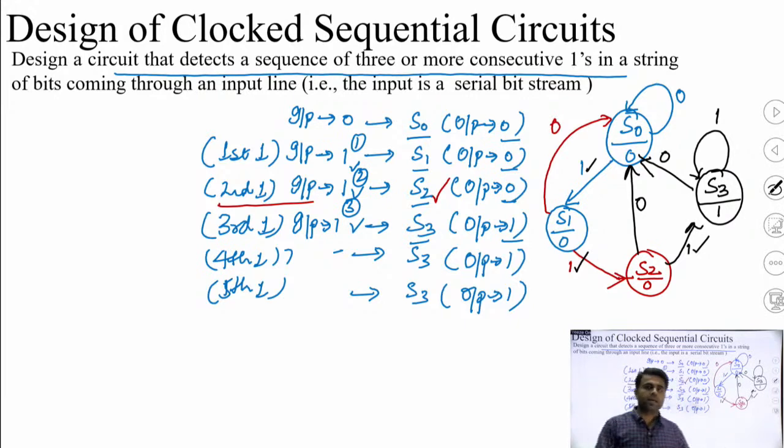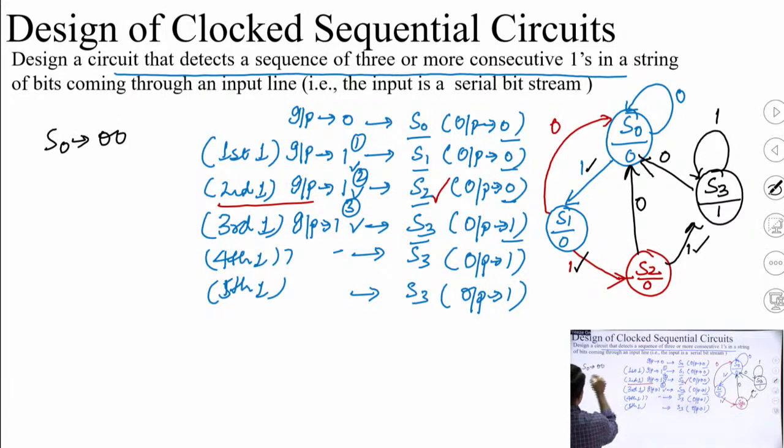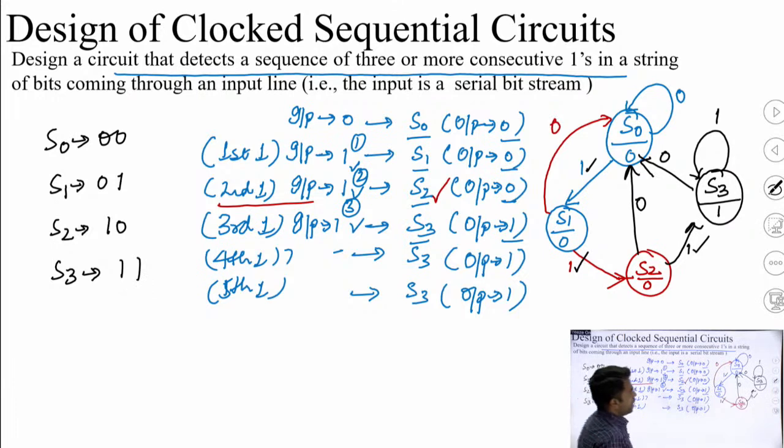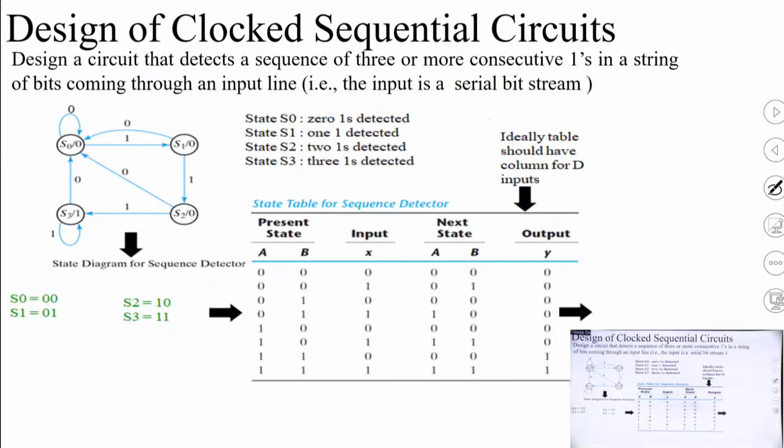We have prepared the state diagram first on our own, and now we can prepare the state table. First of all we can assign the binary states. Let's say S0 is equal to 00, S1 is equal to 01, S2 is equal to 10 and S3 is equal to 11. I can replace these states by these values and then prepare the state table.